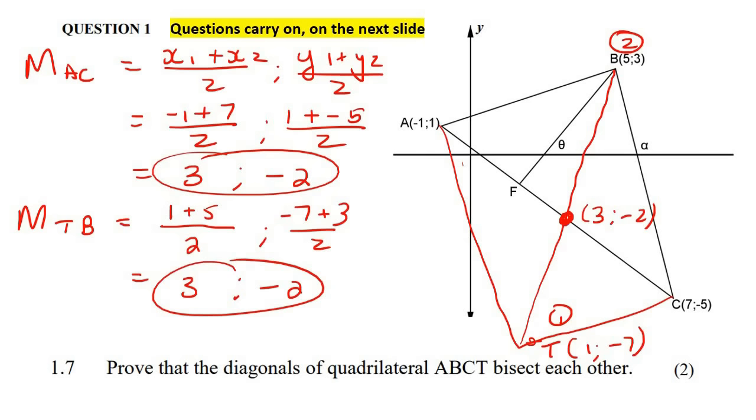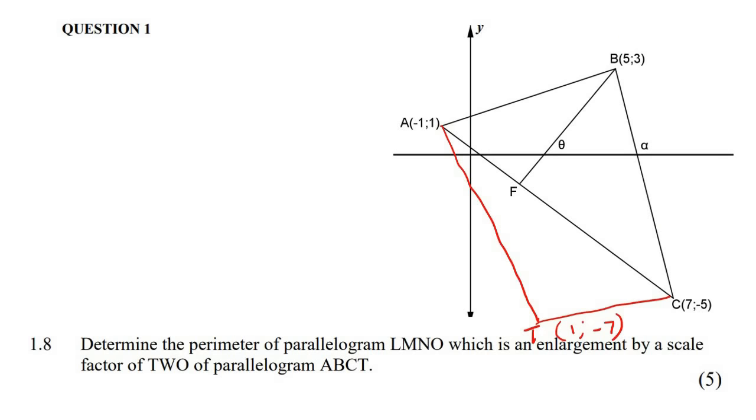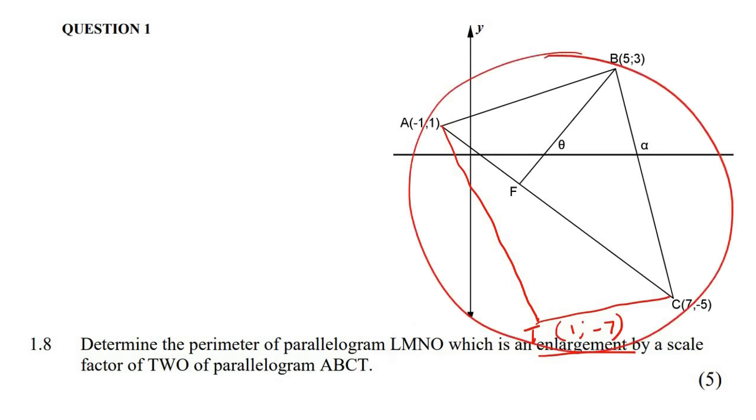And then from that, you can literally just say, therefore, the diagonals of quadrilateral, you can say quad if you're cool, bisect. That's it. This question says, determine the perimeter of a new parallelogram, LMNO, which is an enlargement by a scale factor of 2. So what does that mean? It means that there's this other parallelogram, LMNO, which is going to be double the size of this one.